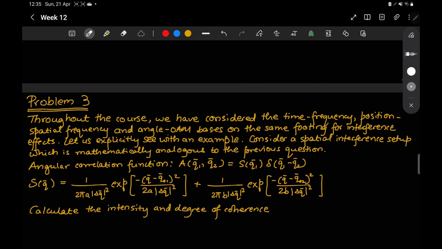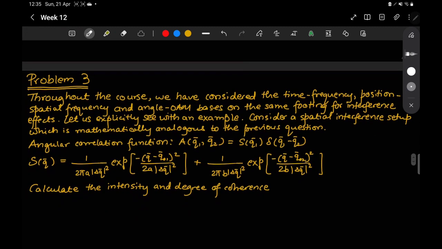Consider a spatial interference setup which is mathematically analogous to the previous question. And the angular correlation function is as follows. A(q1, q2) is S(q1) delta(q1 minus q2). Again, no correlation between the two spatial frequencies, so it is stationary. And S(q) is given as follows, the spectral density, a sum of two exponentials centered at different locations q01 and q02 with different widths a and b. Calculate the intensity and degree of coherence.